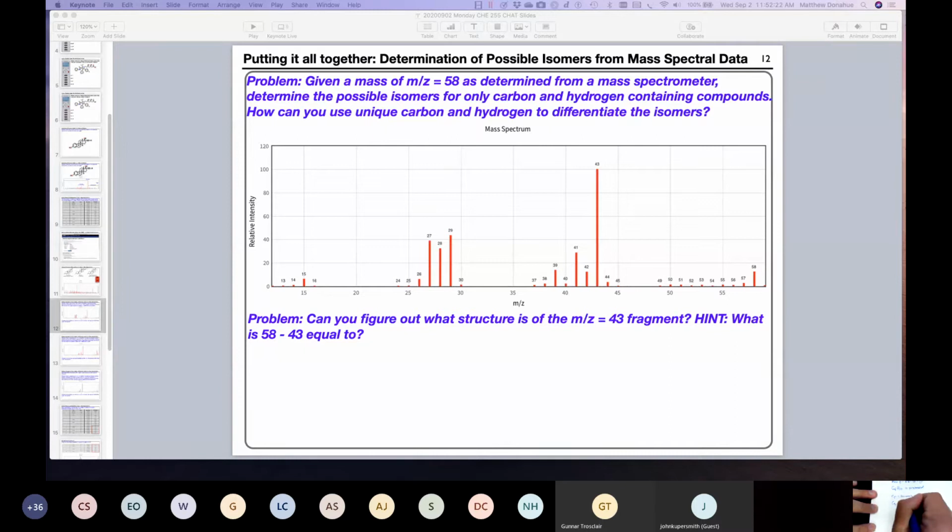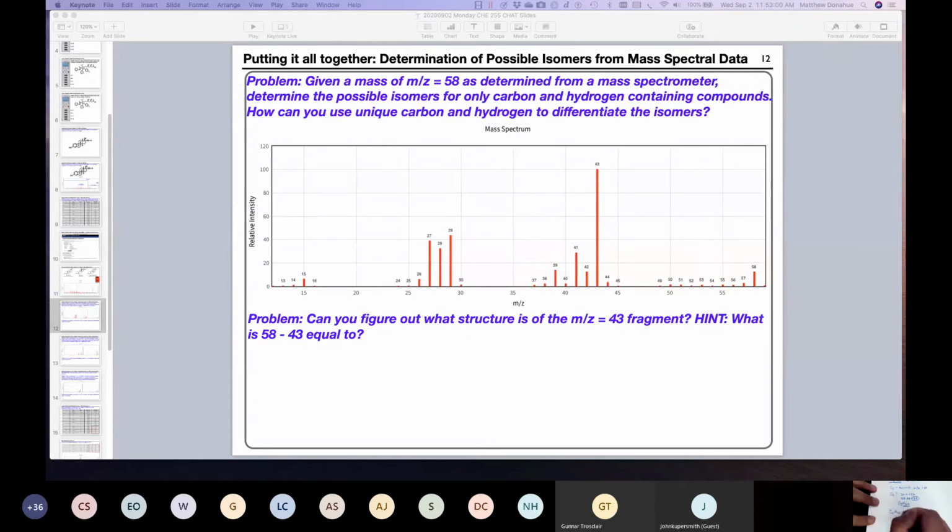So 3 times 12 is equal to 36. 58 minus 36 is equal to what? 46, 56, 22. C3H22. That's crazy, right? That's way too many hydrogens. So here's our Goldilocks scenario. That's just right. The porridge is just right for eating. C4H10. And let's just verify that.